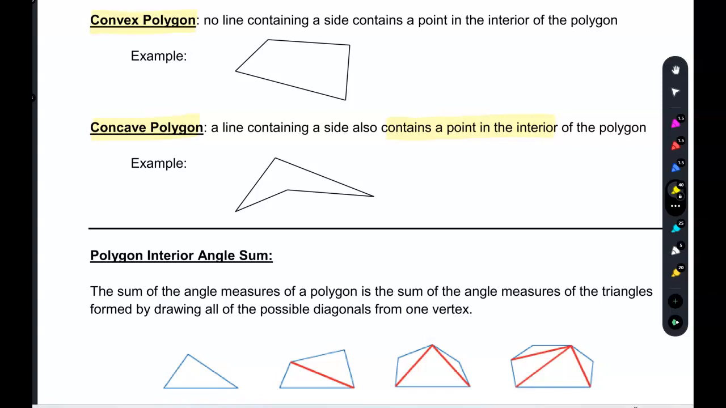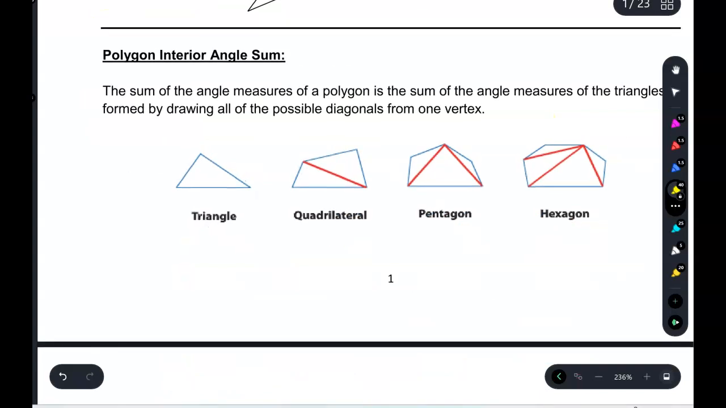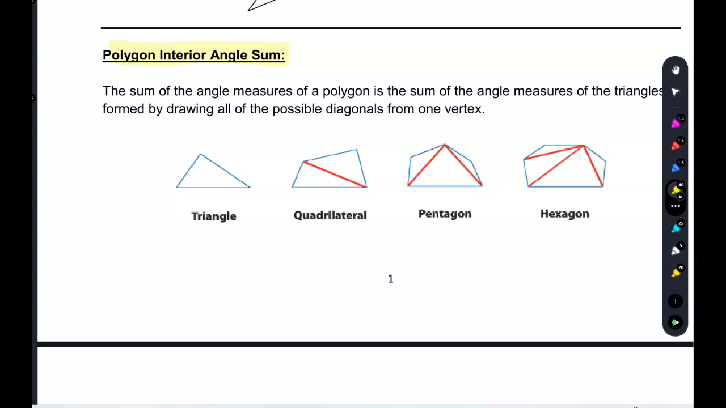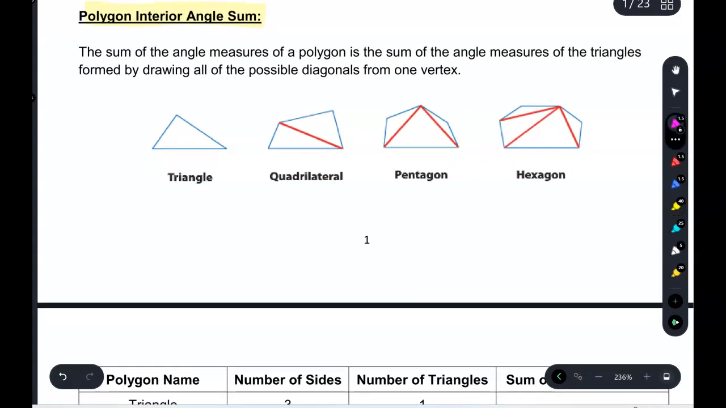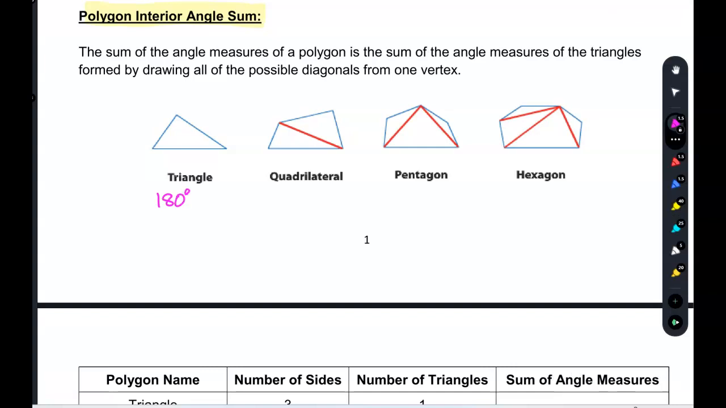Okay, so polygon interior angle sum. So let's start with a triangle. We know how much a triangle adds up to, right? This is 180 degrees.